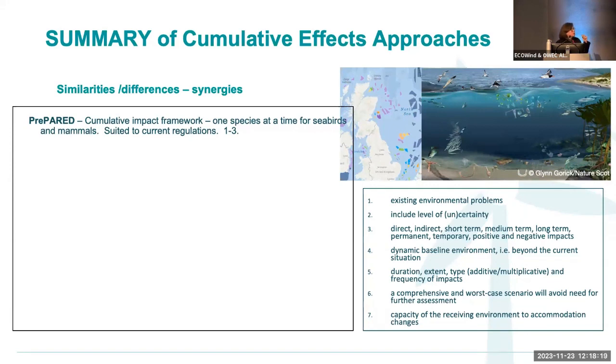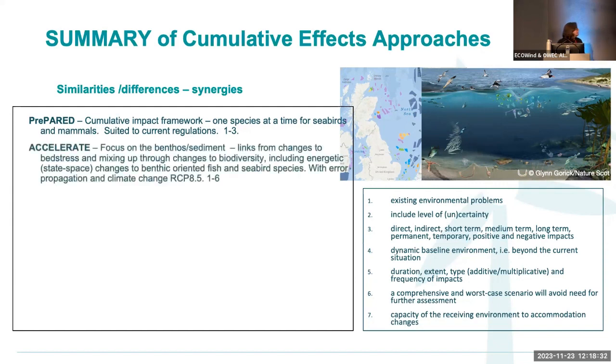So PrePARED, we're saying it's a cumulative effects framework that they've got there, looking at one species at a time, although they are looking at predator-prey interactions. And so at the moment, that one is suited to regulation 1 to 3. ACCELERATE focuses on the benthos and the sediment. It links these changes from the bed stress and mixing through the changes in biodiversity.